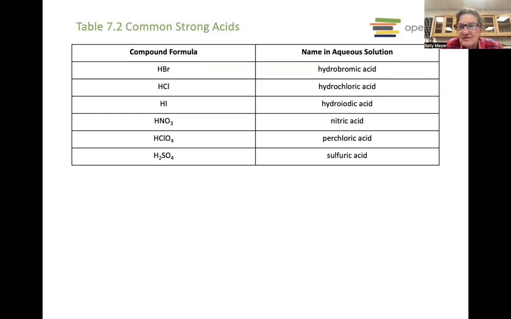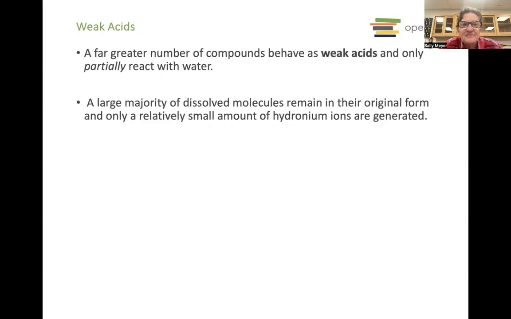These are some formulas for the set of most of the strong acids. So hydrobromic, hydrochloric, hydroiodic, nitric, perchloric, and sulfuric. We'll see with the sulfuric, it's only one of those protons that comes off completely, even though both of them act like acids. So a weak acid, there are far greater number of those. There are tables and tables of weak acids. So there are about 6 strong acids, but far greater number of acids are called weak acids, and they only partially react with water. So a large majority of dissolved molecules remain in their original form, and only a few of them react to form hydronium ions.